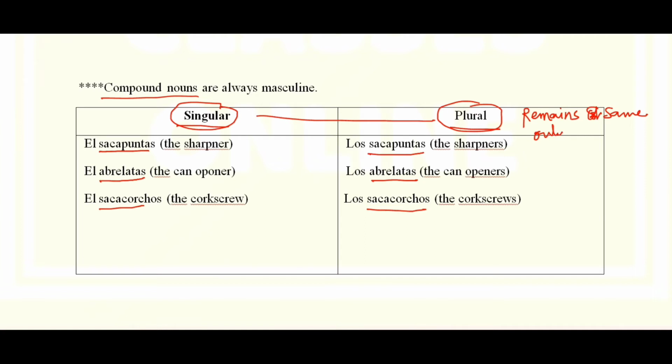El sacapuntas, los sacapuntas. El abrelatas, los abrelatas. El sacacorchos, los sacacorchos. First, you can see the article el. El sacapuntas is the sharpener. In plural, los sacapuntas, the sharpeners.